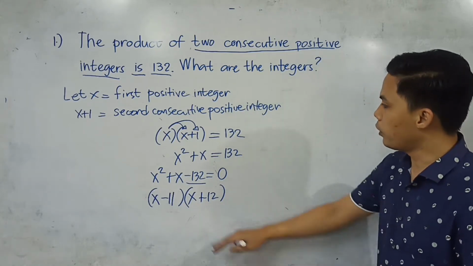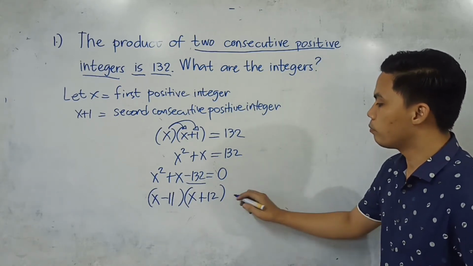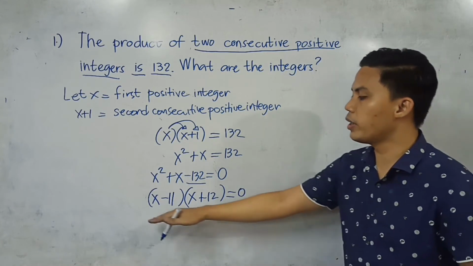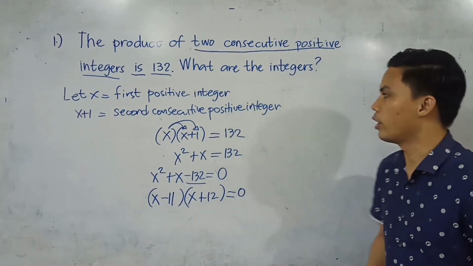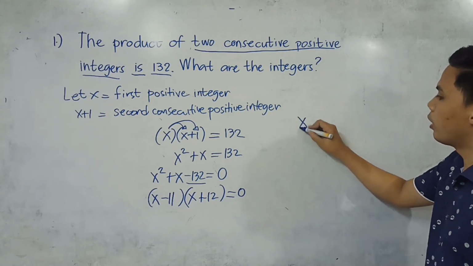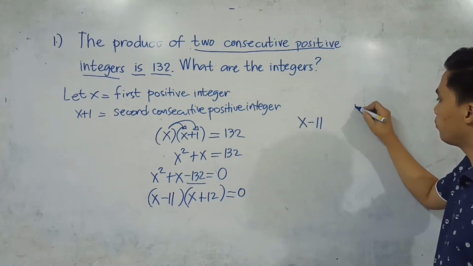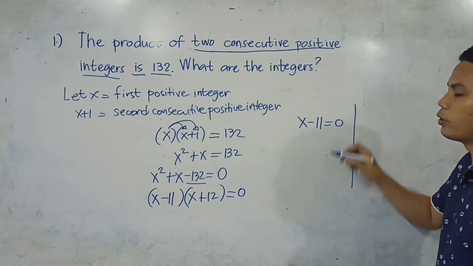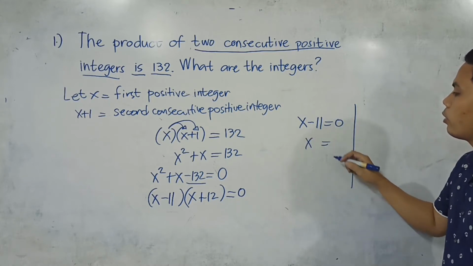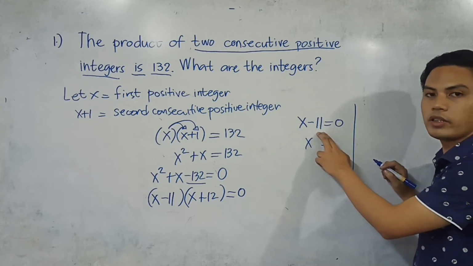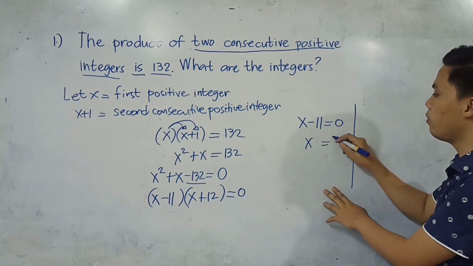Okay. After this, we're going to equate each factor sa 0. Okay. So, continue tayo dito. We have x minus 11 is equal to 0. So, you will have x is equal to yung negative 11, itra-transpose natin. So, magiging positive 11.